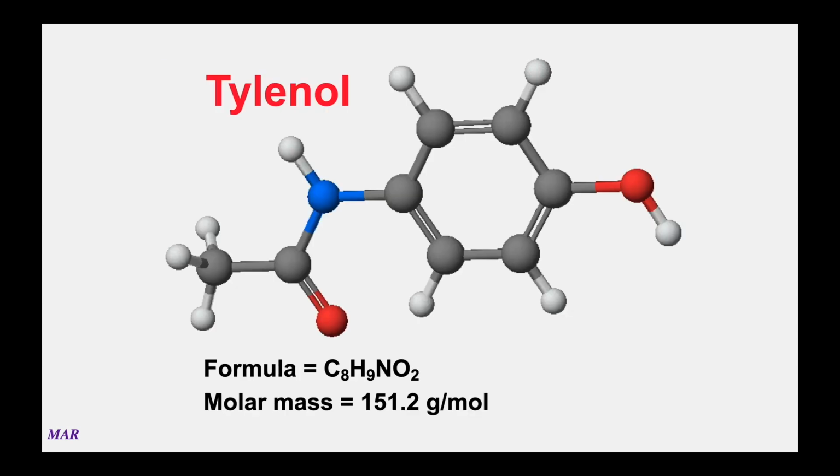Tylenol, C8H9NO2. And if you figure out the 8 carbons, so 8 times 12.01, plus the 9 hydrogens, 9 times 1.01, plus the nitrogen, 14.01, plus oxygen, 2 times 16, you get 151.2. And for whatever reason, I only did it to a tenth here. Okay, weird instructor, but anyway, that's fine. Hundredth would be better, but a tenth is okay too. So you get the idea.